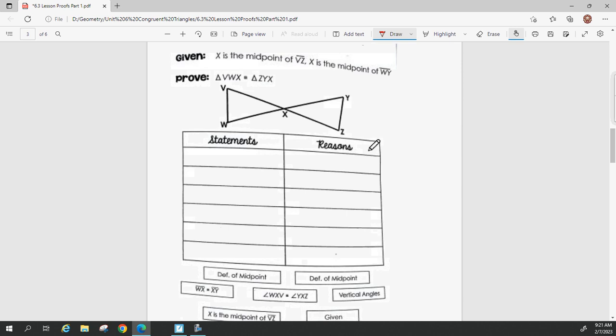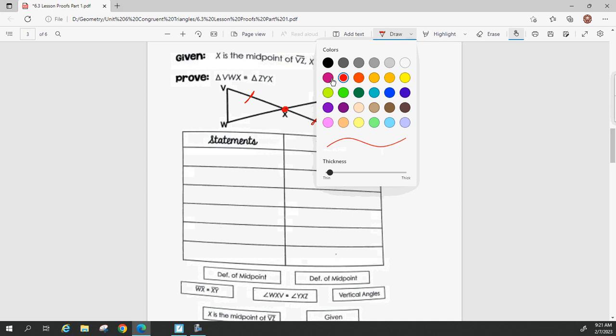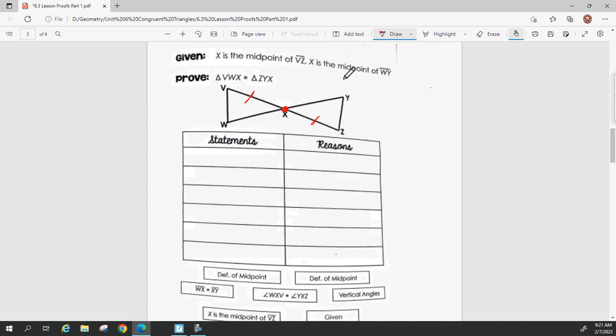So let me do another one. We can mark these things up. In both of these given pieces of information, we're told that X is a midpoint. So X is the midpoint of VZ, and what that means is that VX and XZ will be congruent to each other. They'll be the same length. X is also the midpoint of WY, and so that means since it's right in the middle, WX and XY are congruent.